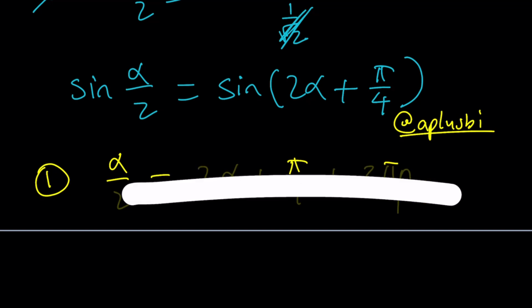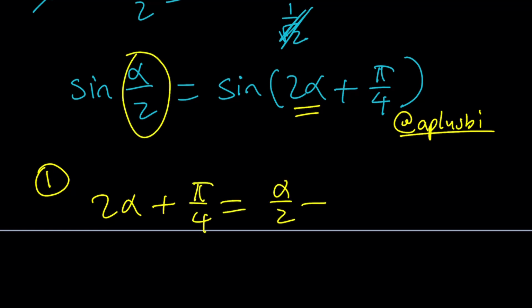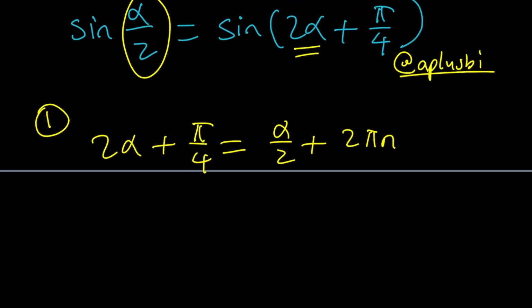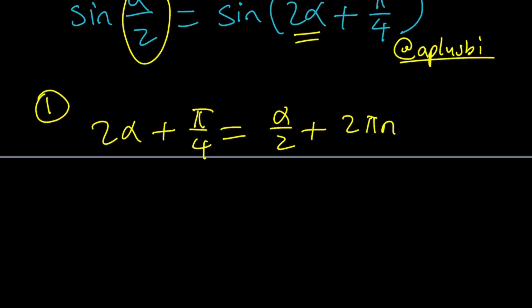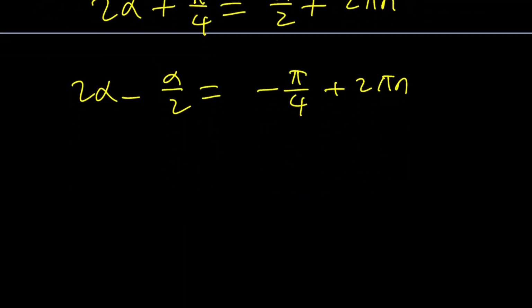And I could probably just switch these around because I like to keep bigger coefficients on the right. So maybe write it as 2 alpha plus pi over 4 equals alpha over 2 plus 2 pi n, or 2n pi, whatever. n is an integer, by the way. And you can put the alphas together: 2 alpha minus alpha over 2 equals negative pi over 4 plus 2 pi n. Obviously, before you simplify this, you want to turn this into a positive, which you can do by adding another 2 pi, because this contains multiples of 2 pi anyways, and you can go from there.